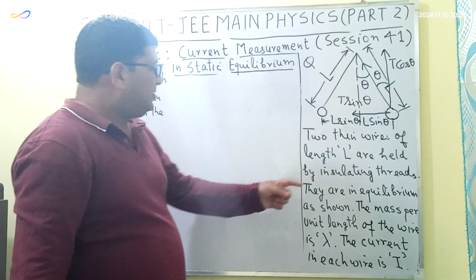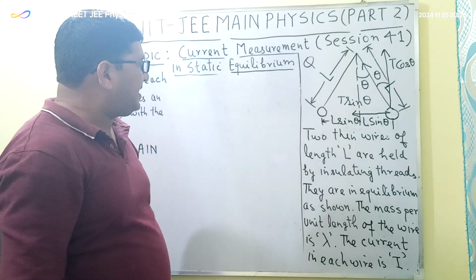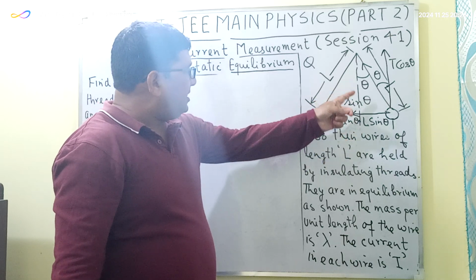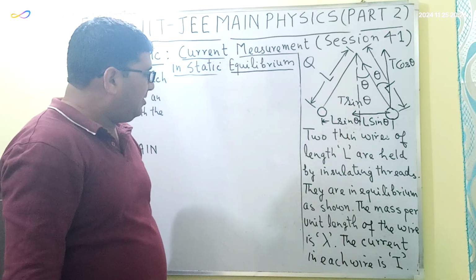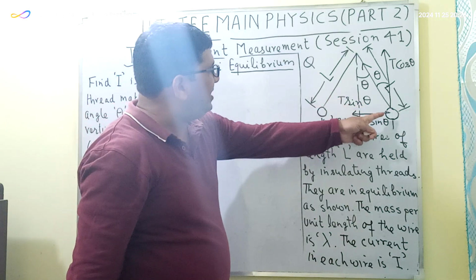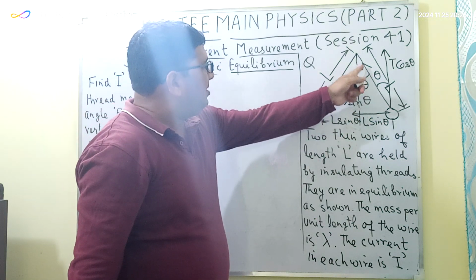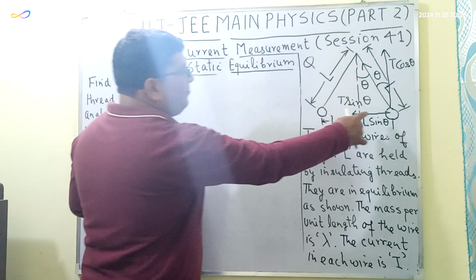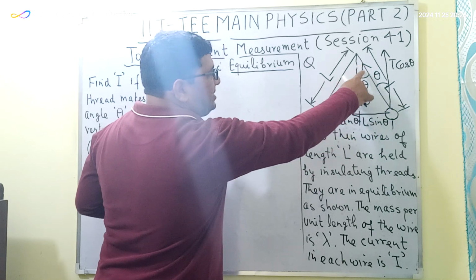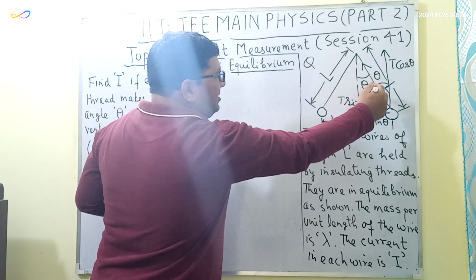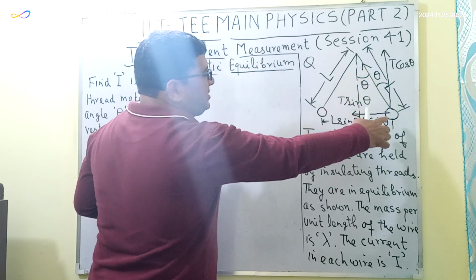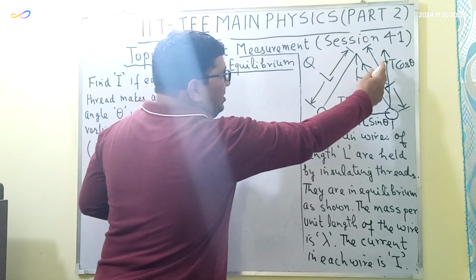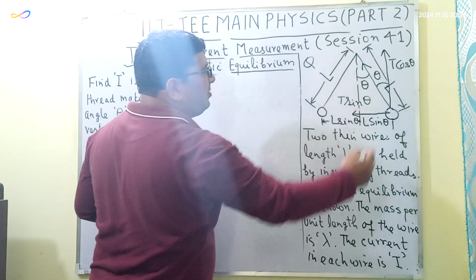Since these two thin wires are in static equilibrium and are held by insulating threads in such a way that they make an angle theta with the vertical, this arrow indicates the direction of the tension on the wire. The tension is taken as T. I have resolved this tension into two components, one vertical and one horizontal. The horizontal component is T sin theta and the vertical component is T cos theta.